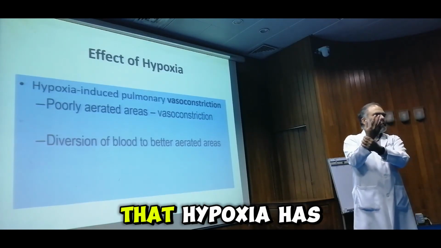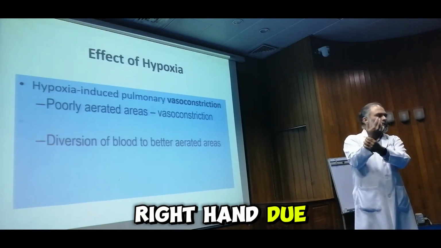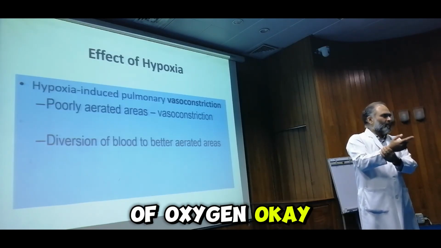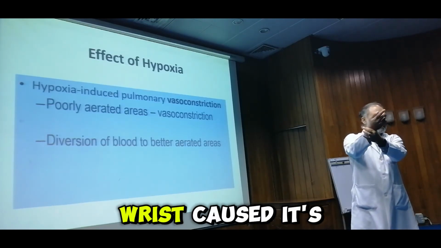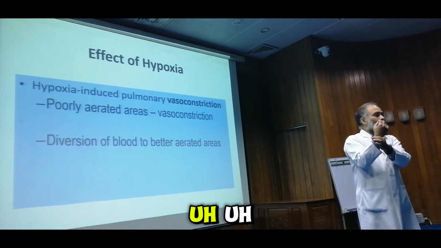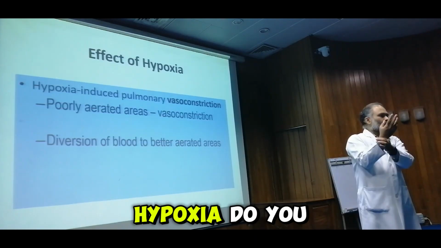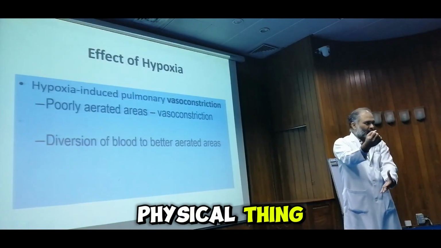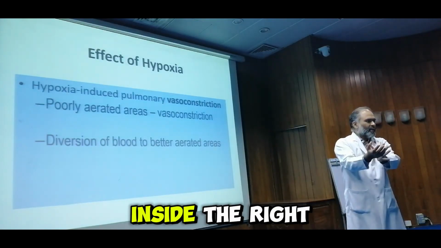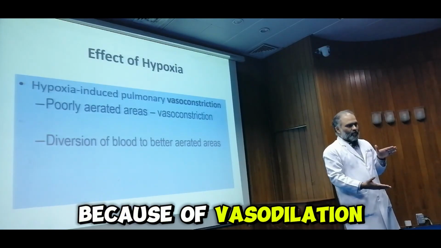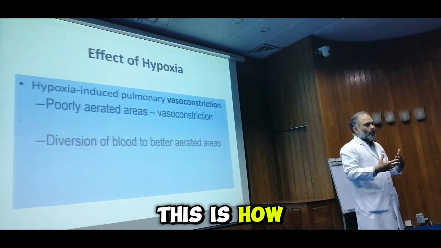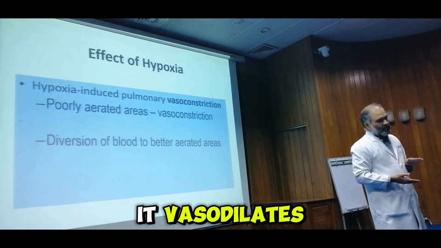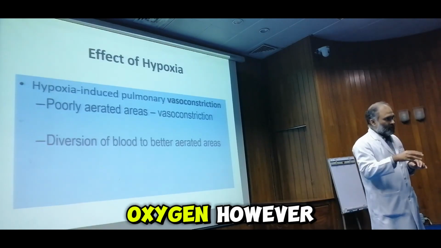Can we say that hypoxia has happened to the right hand due to this ischemia? Ischemia is less blood flow. Hypoxia is low tension of oxygen. So this clenching of the right wrist caused hypoxia due to less blood flow. Now when I release it, there will be rushing of blood inside the right hand because of vasodilation of the vessels. This is how the systemic circulation reacts to hypoxia. It vasodilates, tries to compensate for the lost oxygen.